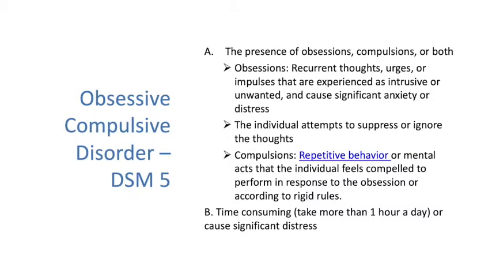Obsessive-compulsive disorder, which used to be part of the anxiety disorders category, but now is a separate category altogether, is an anxiety-related condition. According to DSM-5, it is the experience of either obsessions or compulsions, and more often than not, both. But in order to meet diagnostic criteria, you have to show either obsessions as defined here, or compulsions. But like I said earlier, oftentimes people present with both.